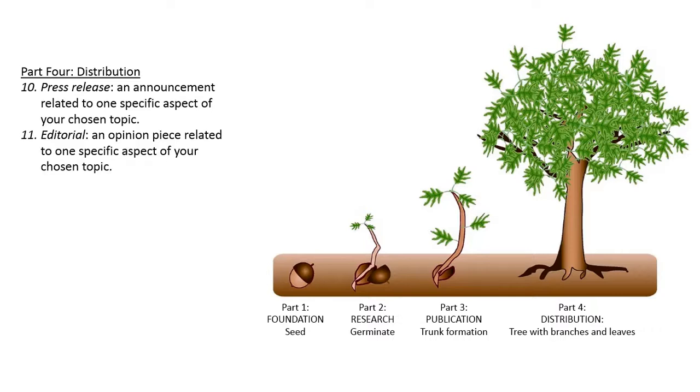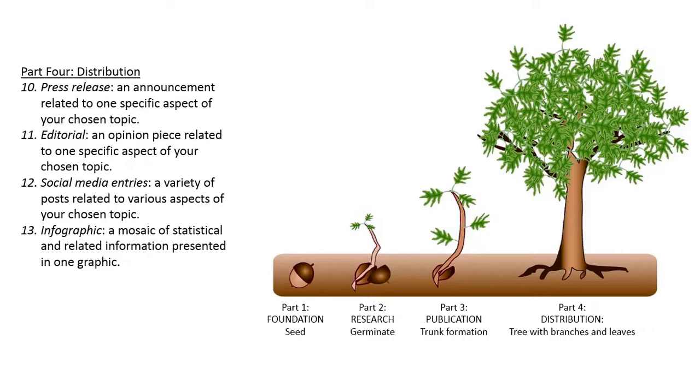your chosen topic. Please remember that each of these elements in the distribution phase all refer back to your final report. That's why it's a necessity to have a strong, clear, and compelling final report. You're then going to create a social media packet, which is a series of entries related to various aspects of your chosen topic. And once again, there will be instructions on how to do all of this throughout the semester. You're going to create an infographic, which is a mosaic of statistical and related information presented in one graphic. This is extremely important nowadays to help summarize information.